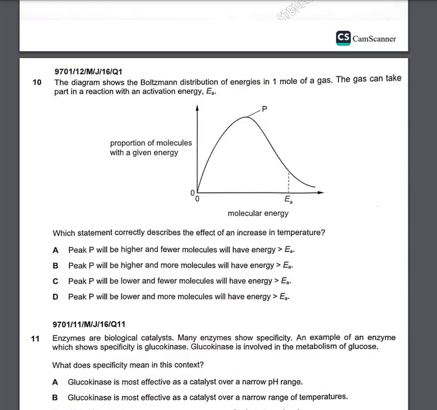Okay, so now question number 10. The diagram shows the Boltzmann distribution of energies in 1 mole of a gas. This gas can take part in a reaction with activation energy EA. So which statement correctly describes the effect of an increase in temperature? Now the activation energy, what will it be? Activation energy shall stay the same, and now you are increasing the temperature, so there would be more molecules at this part of the graph because now they possess more kinetic energy.